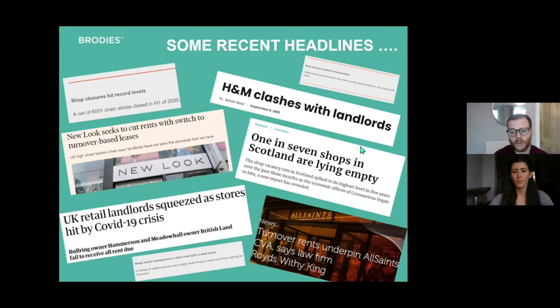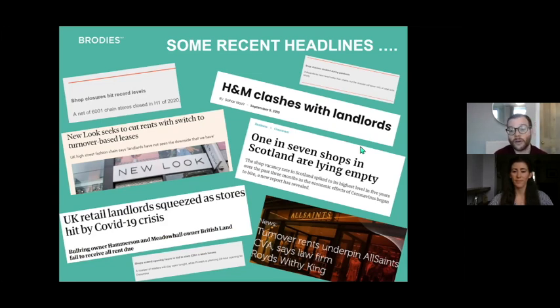As you'll see, the headline there from the Scotsman suggesting that 1 in 7 shops in Scotland is lying empty, and we think perhaps that a move to turnover rents is a way to keep things moving and a positive solution for both landlords and tenants in order to keep the lights on in premises.